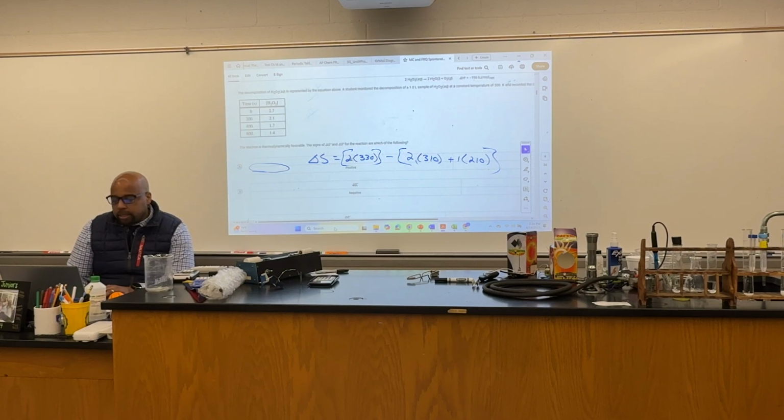It says the decomposition reaction of hydrogen peroxide is represented by the equation above. A student monitors the decomposition reaction at a temperature of 300 kelvins and records the concentration of the H2O2 as a function of time. The results are given below. Which of the following is going to be the delta G and also delta S for this process?